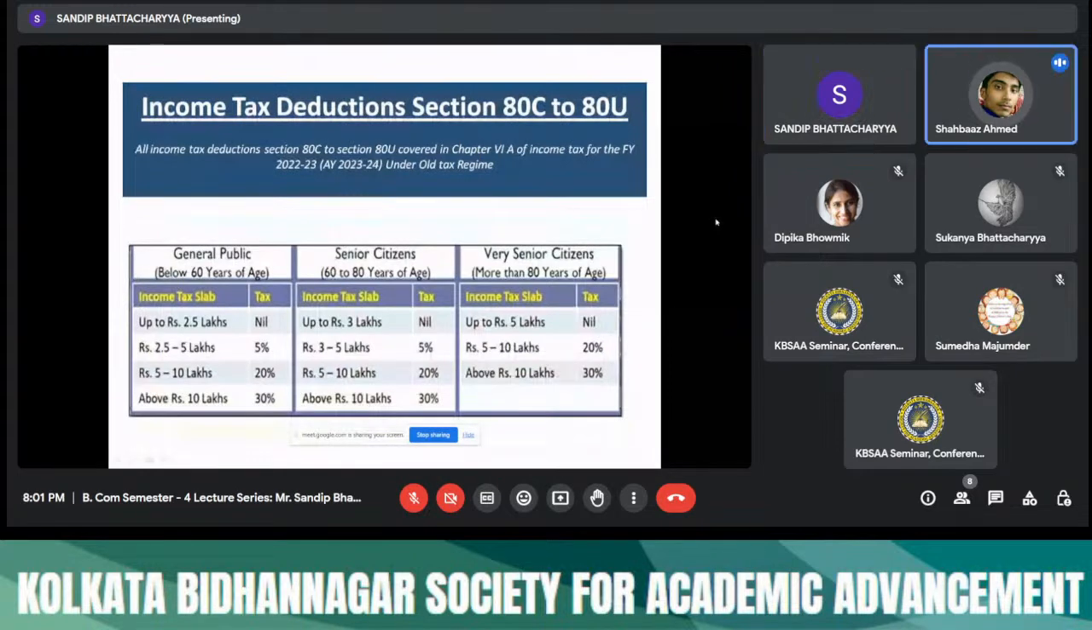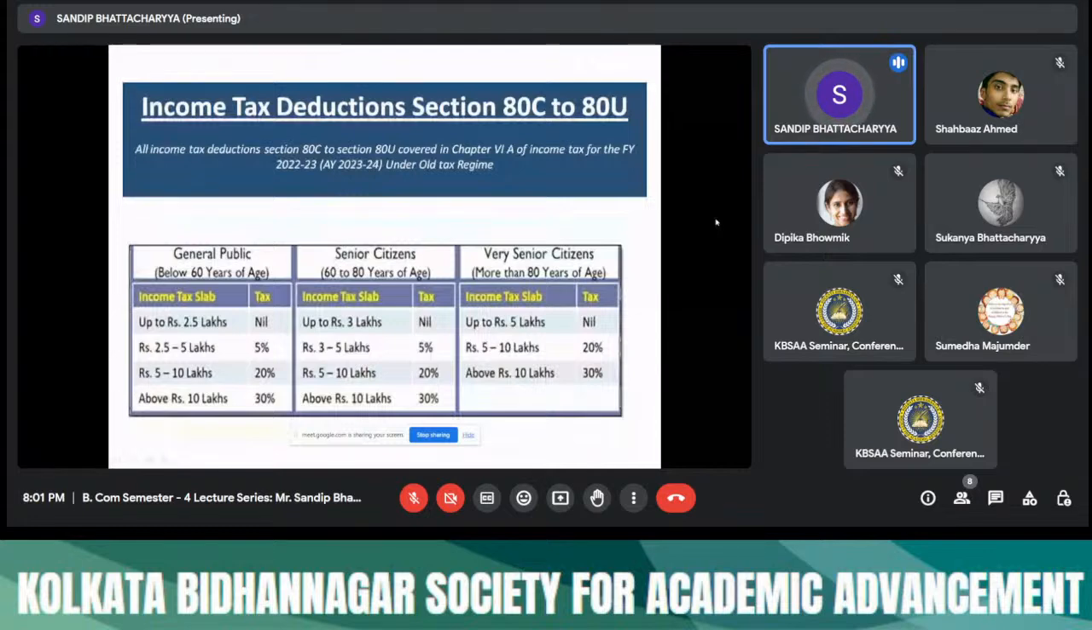No, sir, it's okay. It's fine, okay, sir. Okay. Yes. So income tax deduction under section 80C. So what is tax regime? Now you know very well that in this slide you can see this is our old tax regime for the general public, that is below 60 years of age, senior citizens, that is 60 to 80 years of age, and very senior citizens, that is more than 80 years of age.